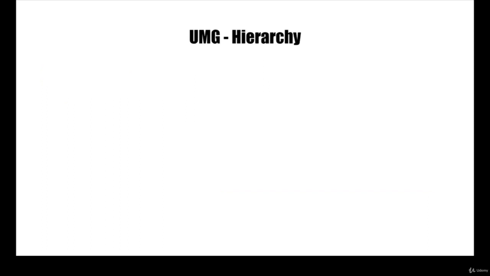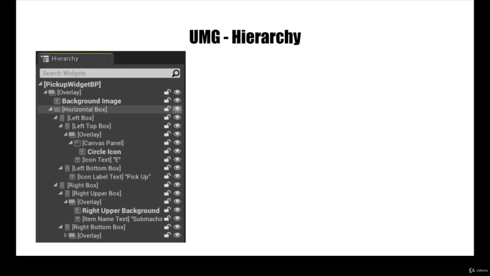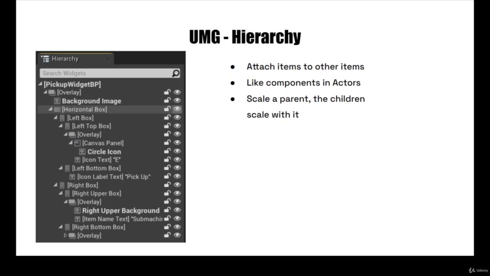Now let's talk about the hierarchy of items in the UMG. The hierarchy allows us to arrange items in our UMG, and the way we do it is we attach items to other items. This works similarly to components in actors, almost like parent-child relationships where when you scale the parent, all the children scale with it. In the hierarchy panel, we can drag and drop items to rearrange them and make them children of other parents, and so on.